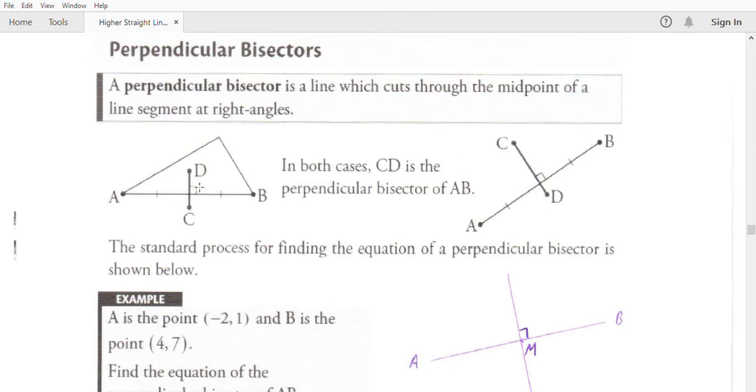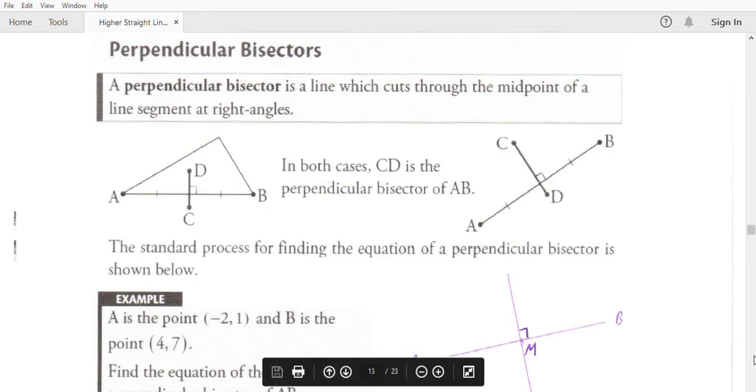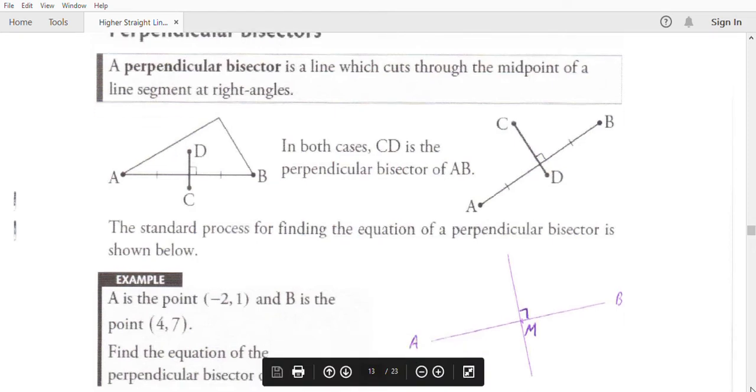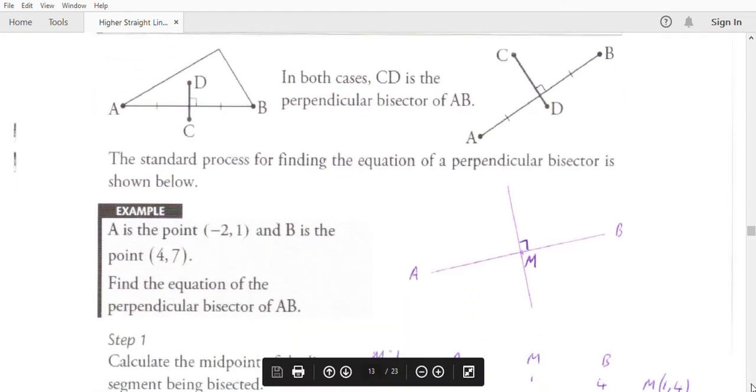Okay, so you can have a perpendicular bisector in a triangle, or you could just have it for an actual line. So what we need to do is find the midpoint of AB, or the midpoint of the line that we're finding the perpendicular bisector of. So find the midpoint, find the gradient of AB, and then find the perpendicular gradient as well. Let's go through an example as always.